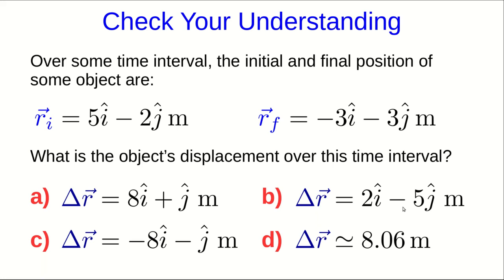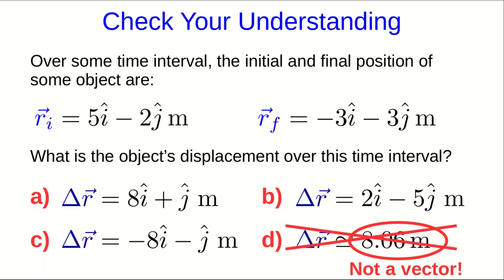Hopefully this didn't give you much trouble. However, one thing I know some of you are probably still doing at this point is choosing something like this. But note, we're looking for a displacement, and by definition, a displacement is a vector, and 8.06 meters is not a vector, so that cannot be the displacement.